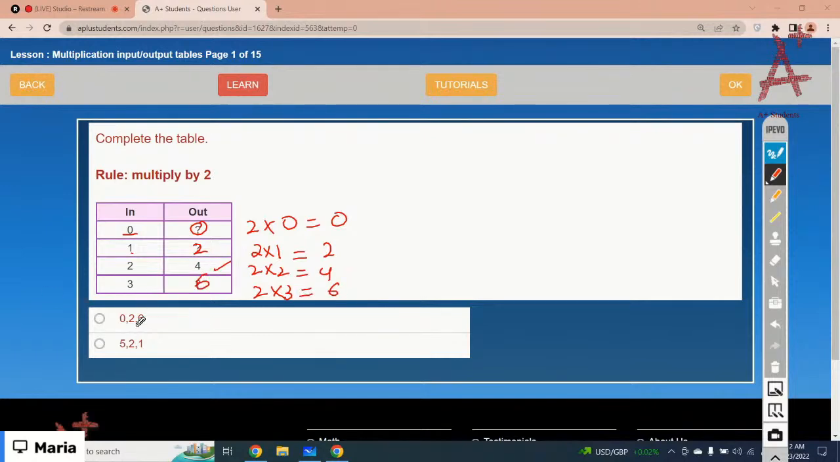Got it? That means the missing values are 0, 2 and 6. Got it? Just apply the rule. For each input value, you have to multiply the input value by 2 because the rule is multiply by 2. Got it? So the correct option is the first one. Just select the correct option, then click on the OK button. 0, 2, 6 is the correct option.